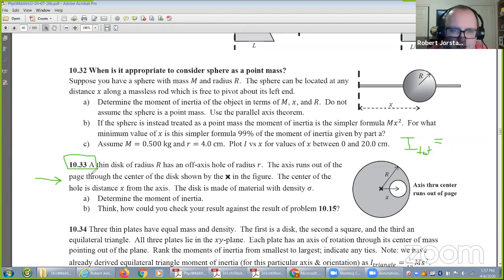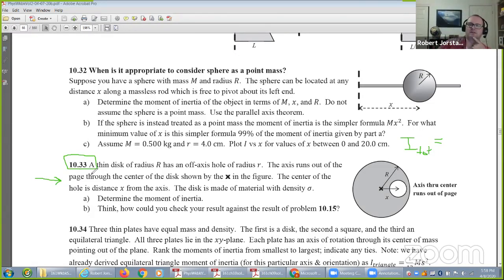Thin disk, radius R, with an off-axis hole of radius little r. The axis runs out of the page to the center of the disk. The center of the hole is distance x away. And we've got some density.